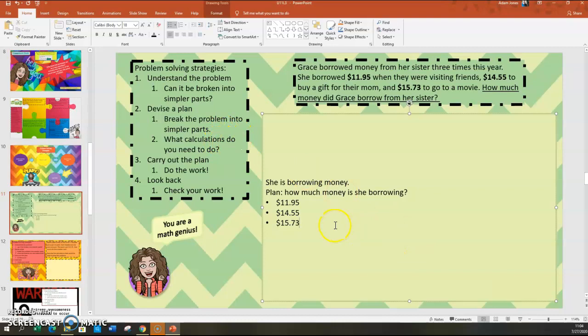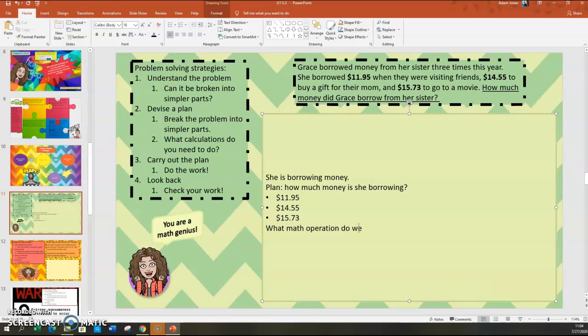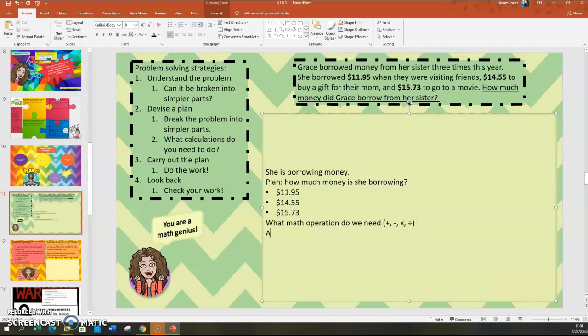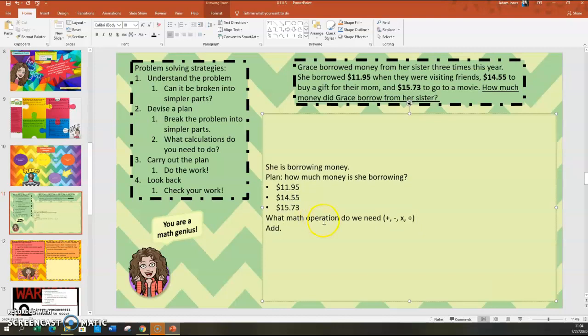What calculations do we need? What do we need to figure out how much money she borrowed from her sister? Do we need to add? Do we need to subtract? Do we need to multiply? Or do we need to divide? Well, it says how much money did she borrow from her sister? So we have 3 totals. So we definitely need to add. So we're going to add those 3 amounts together, and that will get us our total.